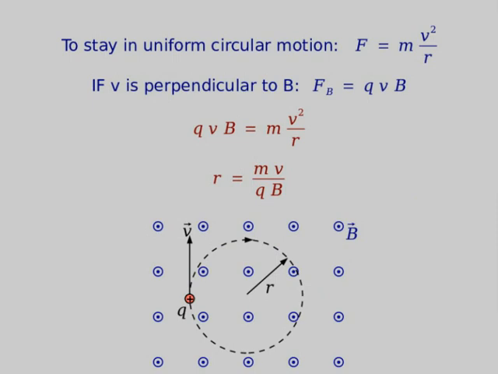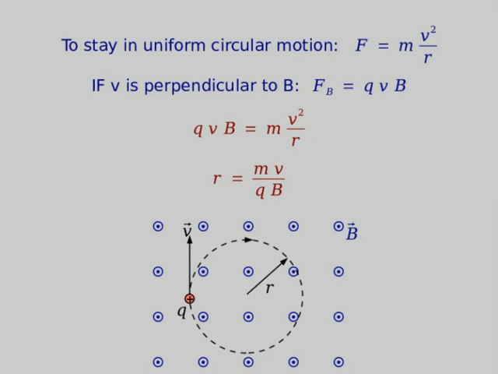So you may remember from Physics 141, to stay in circular motion, a particle has to have an acceleration towards the center of the circle whose magnitude is v squared over r, so the force is mv squared over r. If the velocity is perpendicular to the magnetic field, then it will continue moving that way. Since there's no force along the direction of the magnetic field, there's no acceleration along the direction of the magnetic field. So if the velocity starts perpendicular, it'll stay perpendicular. So qvB will be the magnitude of that force. So it's going to move in a circle. The magnitude of the force qvB will equal mv squared over r.